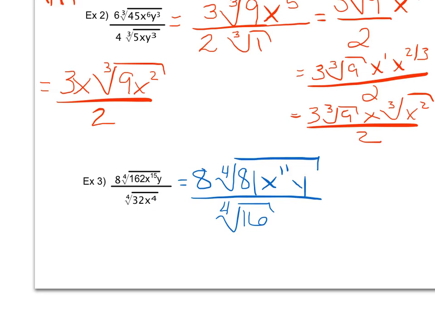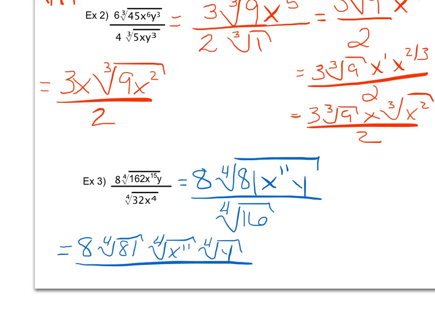From here, I always have to check to see if I'm in simplest form. Well, I did fractions on the last one, fractional exponents, so I'll do grouping on this one. So that leaves me with 8 times the 4th root of 81 times the 4th root of x to the 11th times the 4th root of y all over the 4th root of 16. Well, I know that 2 times 2 is 4, times 2 is 8, times 2 more is 16. So since if I multiply 2 by 2 4 times, I get 16, the 4th root of 16 is 2.